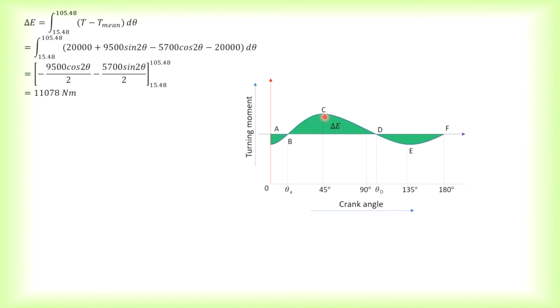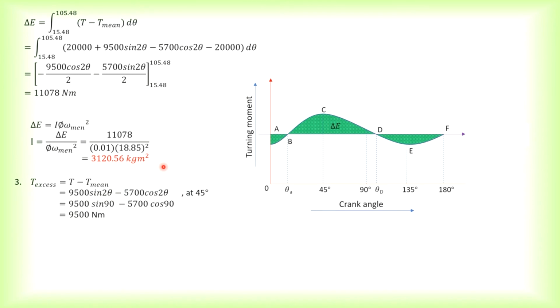So once you have found out the greatest fluctuation of energy, then you go to the second part of finding out the moment of inertia. That means this I here. The phi is given, the mean speed is given, the greatest fluctuation of energy is found. So you can find your I, that is the moment of inertia or the second moment of mass, as 3120.56 kg meter squared. That's the moment of inertia.